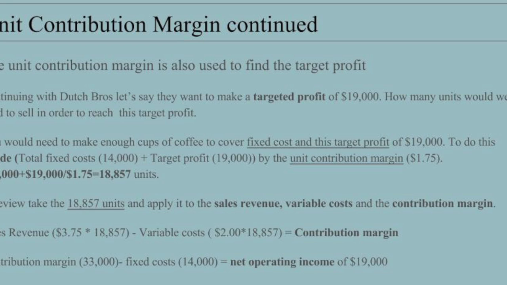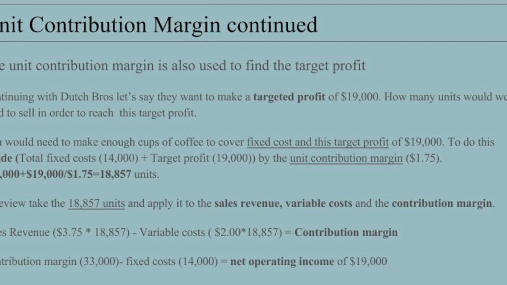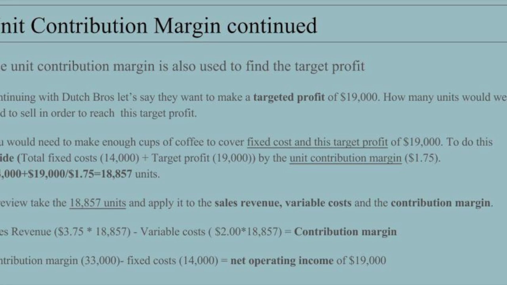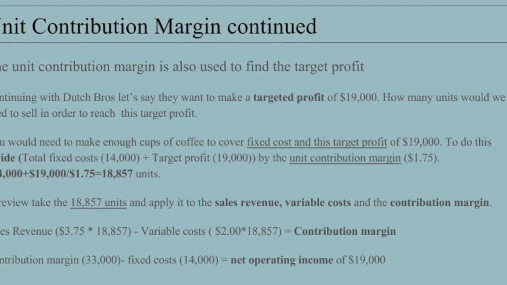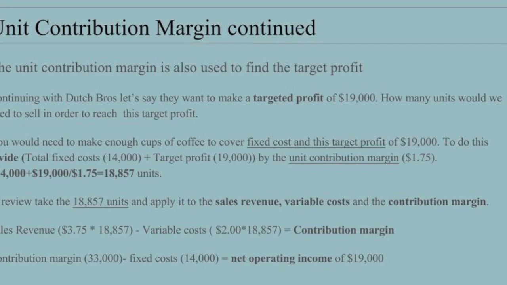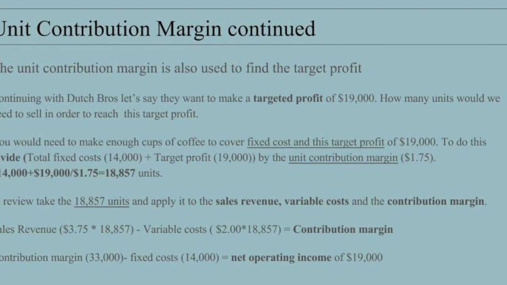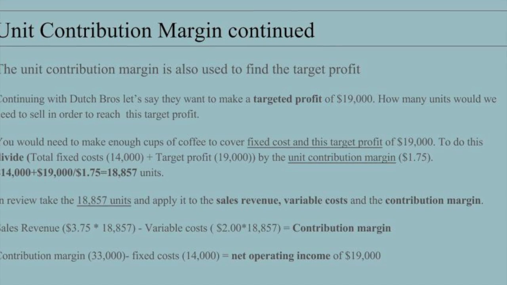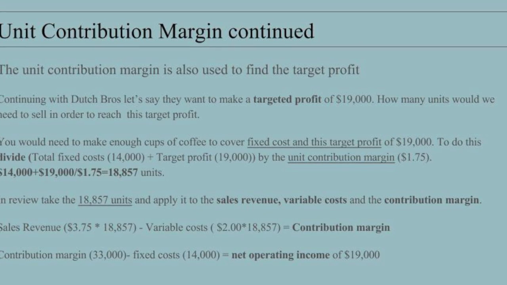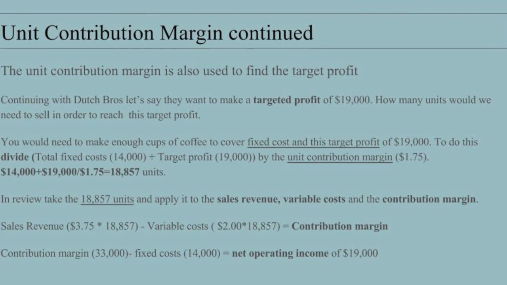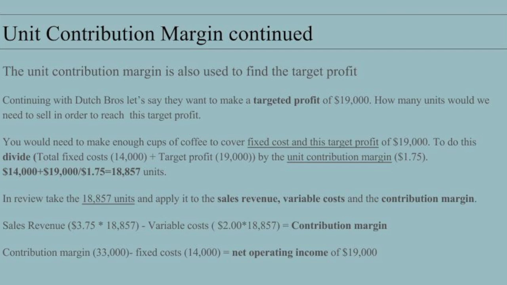The unit contribution margin is also used to find the target profit. Continuing with Dutch Bros, let's say they want to make a targeted profit of $19,000. How many units would we need to sell in order to reach this target profit? You would need to make enough cups of coffee to cover fixed costs and this target profit of $19,000. To do this, divide total fixed cost, which was $14,000, plus target profit, which was $19,000, by the unit contribution margin of $1.75.